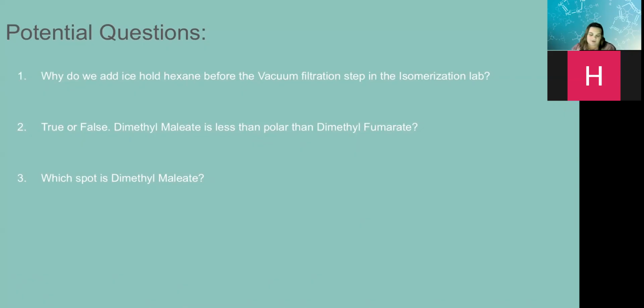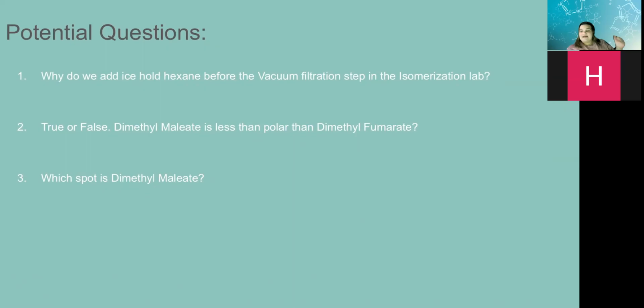Hopefully I'll remember. But does anybody know why we added ice cold hexane before we performed vacuum filtration? Let's start with that one. That's a fun question. When you were performing this lab, make sure you're familiar with these procedures going into Monday, but you still have a whole weekend.